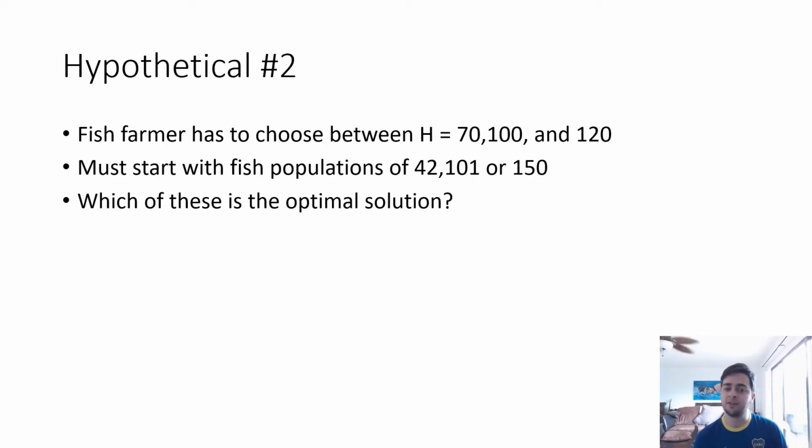So let's start working with another hypothetical. The fish farmer has to choose between annual harvest of 70, 100, or 120 fish. And they must also choose between initial fish populations of 42, 101, and 150 fish. So what we're going to do is we're going to use MATLAB to graph these three different annual harvesting rates with each of these initial populations, and we're going to determine which of these combinations is optimal for the goals of our clients. Now remember, the goals of this fish farmer are to maximize the fish harvest without depleting the population in the long run.